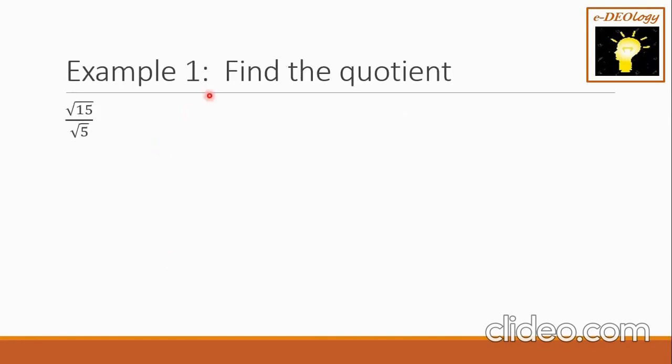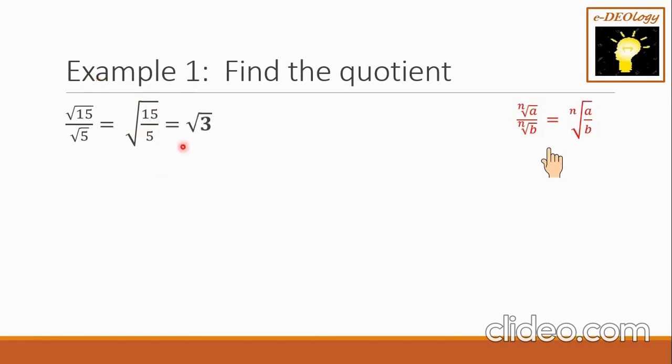Let's have some examples. Let us consider example 1. Square root of 15 over square root of 5. Obviously, our indices are the same, so we can solve this problem using our quotient property. So this is equal to the big square root, and the fraction inside is 15 over 5. So we can now divide the 15 by 5. So the answer is the square root of 3.